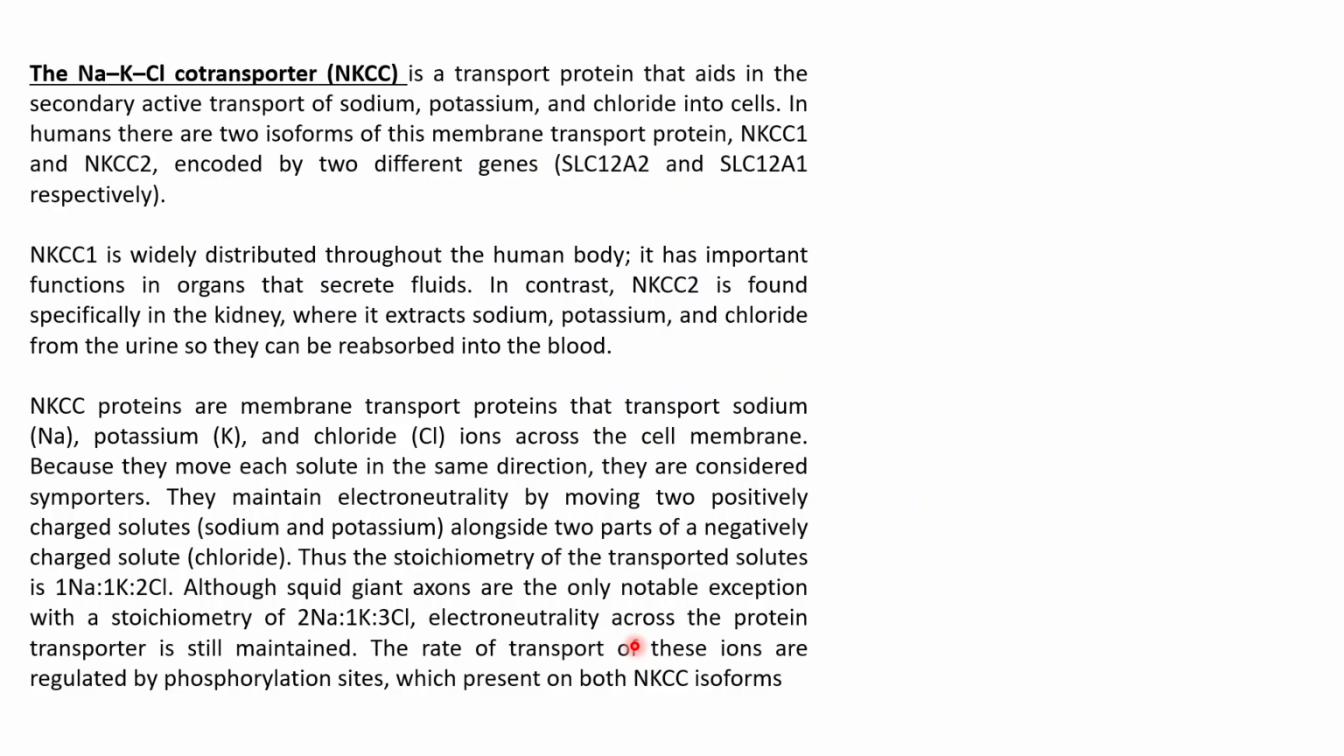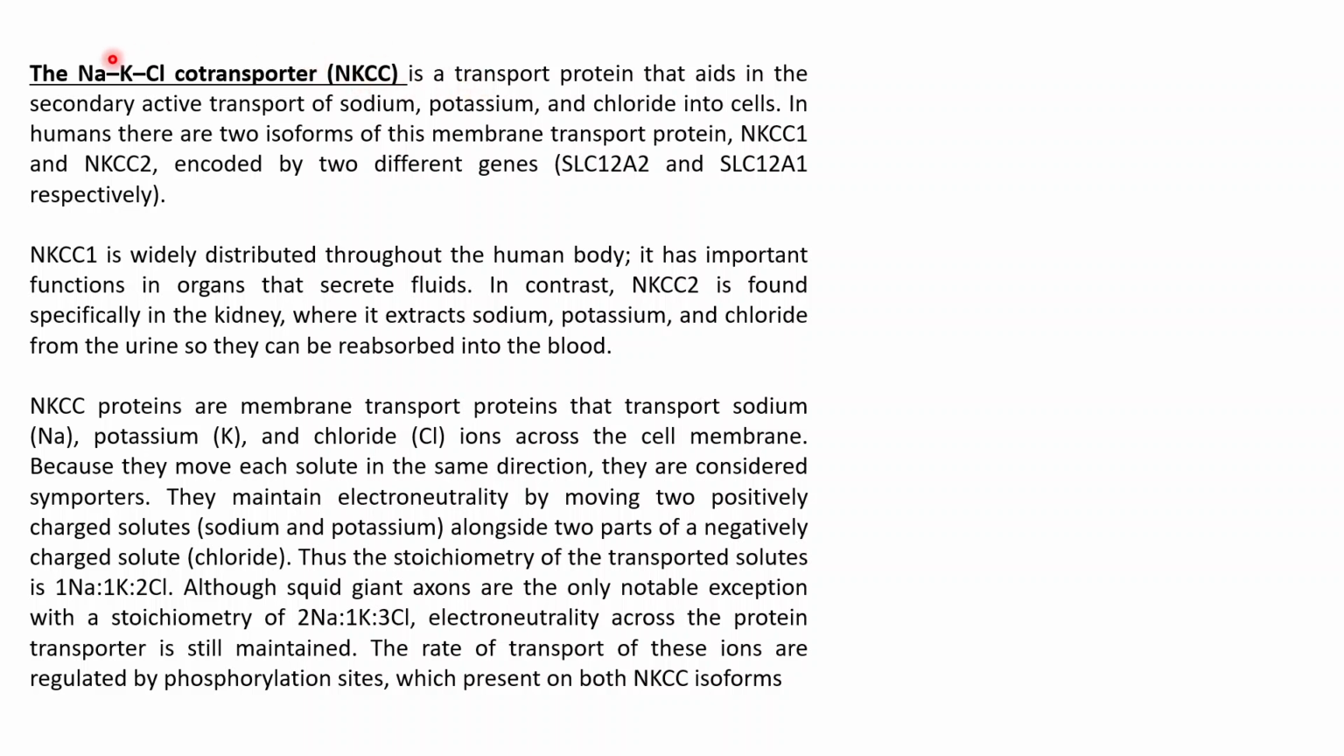Okay. Another thing I thought I would cover before we moved on to the next batch of questions, because this would probably help you in answering them, is a little recap of what is an NKCC co-transporter, right? The sodium potassium chloride co-transporter. So what is it, right? It's a transport protein that aids in the secondary active transport of sodium, potassium, and chloride. So we talked about what secondary active transport is, right? It does not directly utilize ATP, it indirectly utilizes ATP.